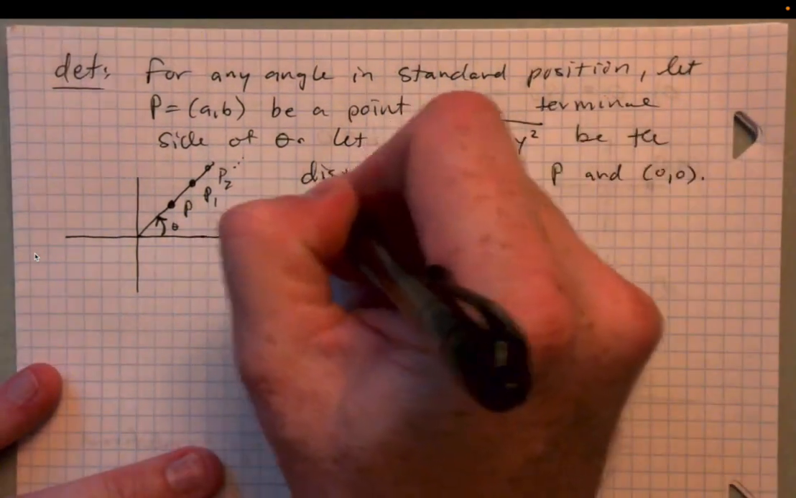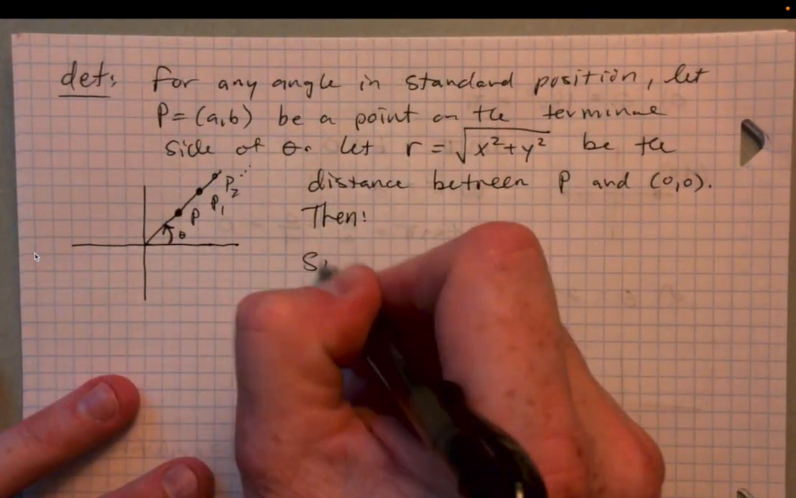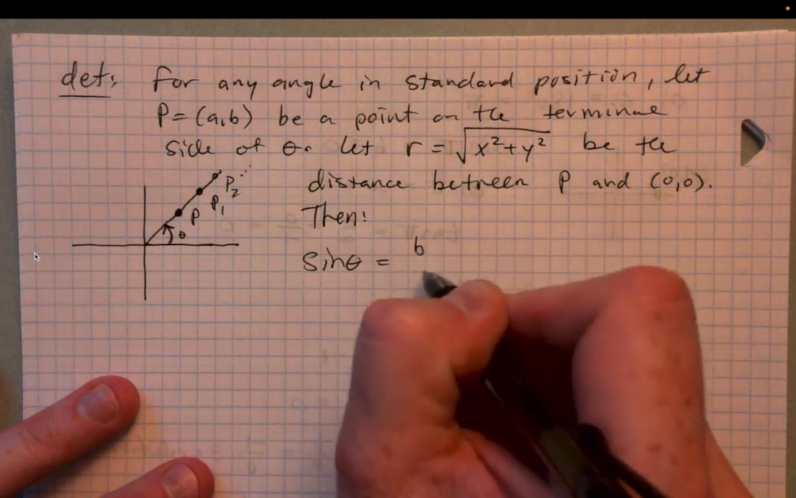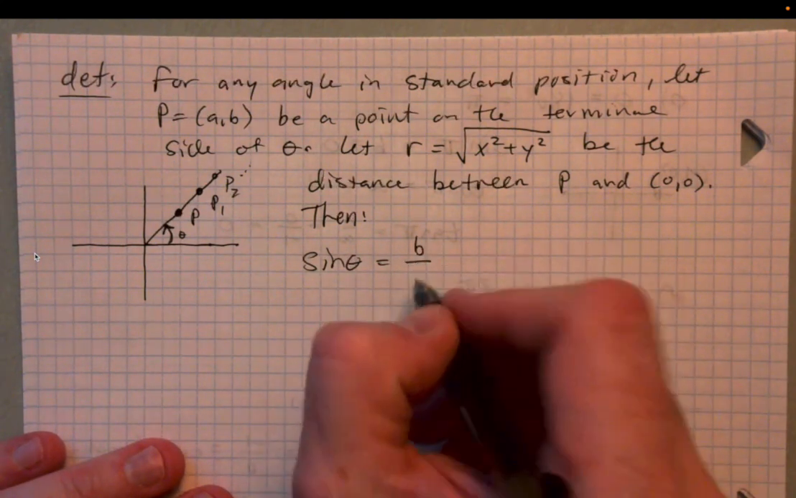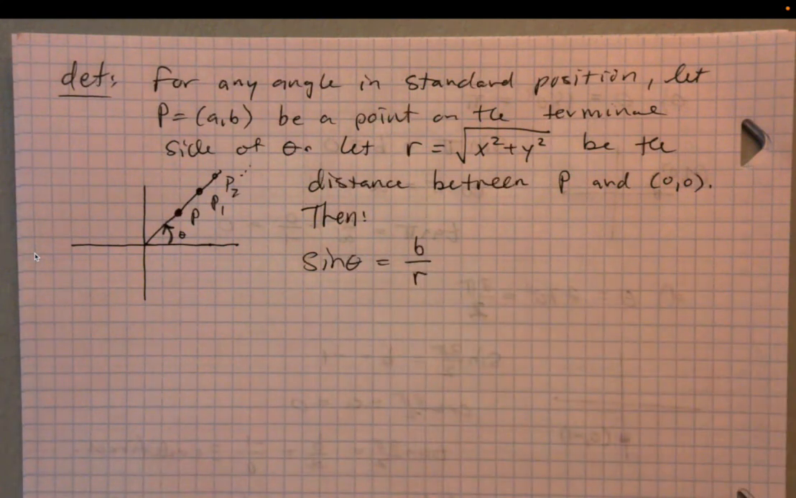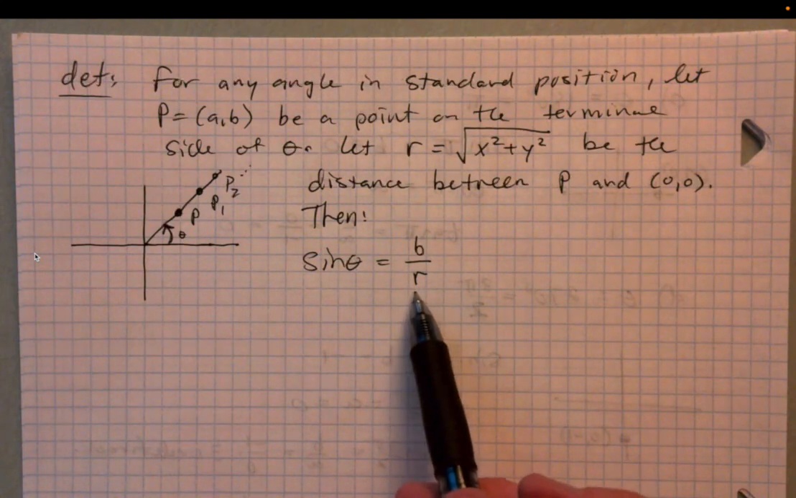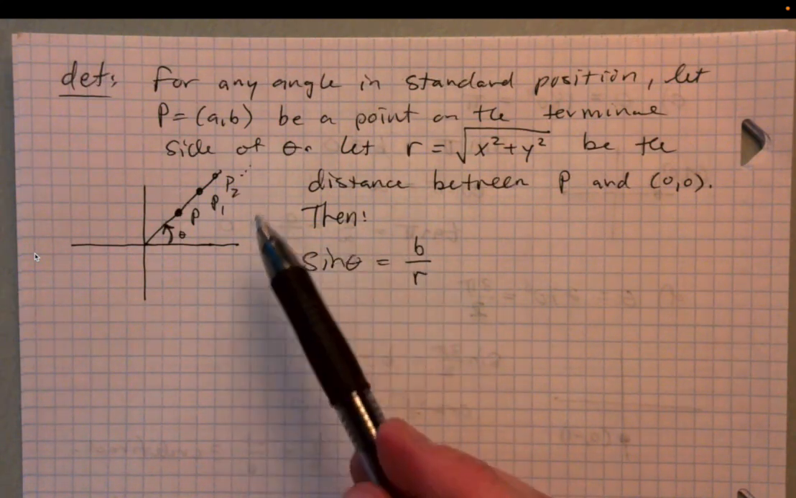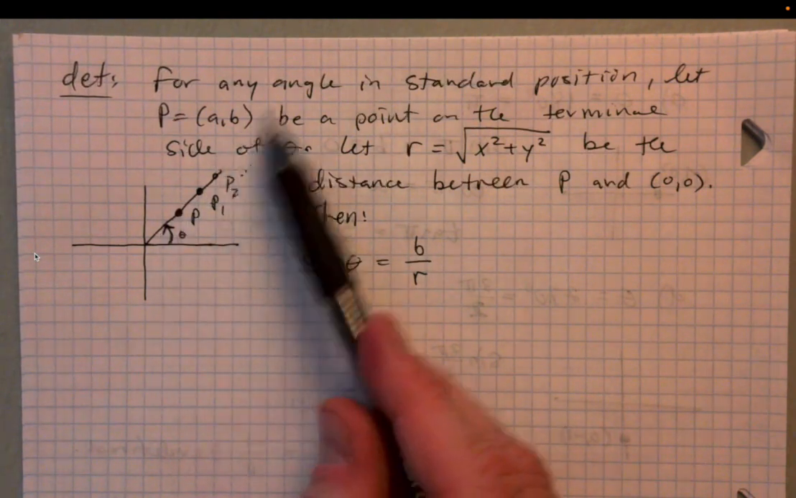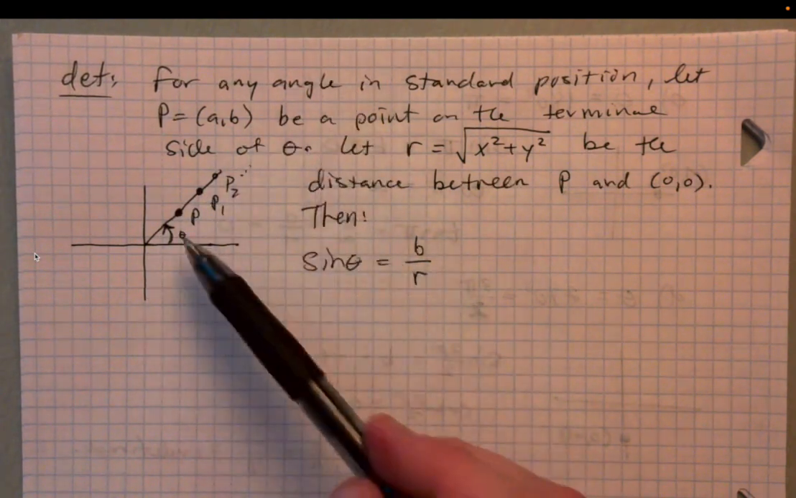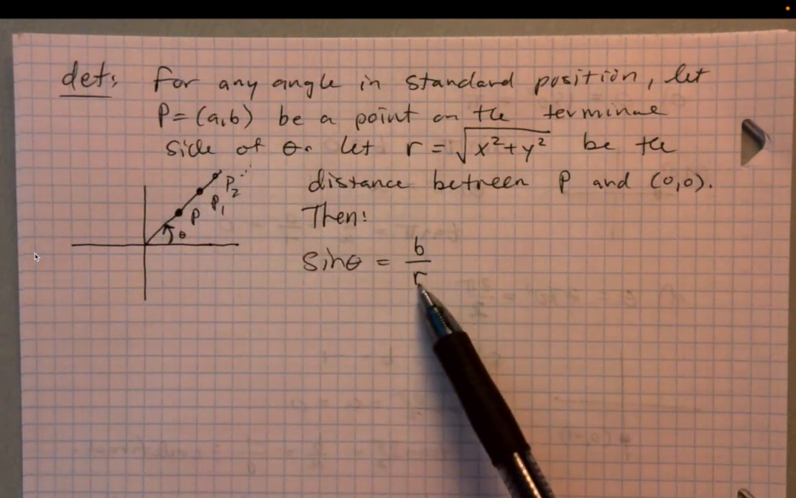Then here are the trig functions. So the sine of theta is equal to b. On the unit circle it was just b, but in general it's b over r. Now on the unit circle we said it was just b because r is equal to 1. But now r can be anything because P can be on the unit circle, inside the unit circle, or way outside the unit circle. All we have to do is know how far from the origin P is, and that's this number r.